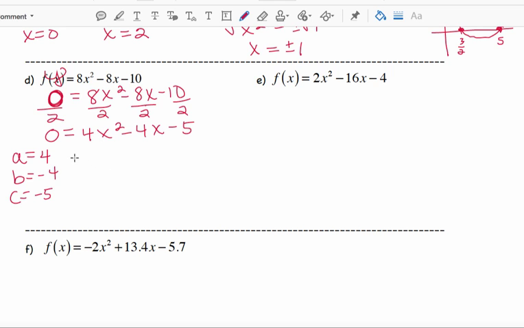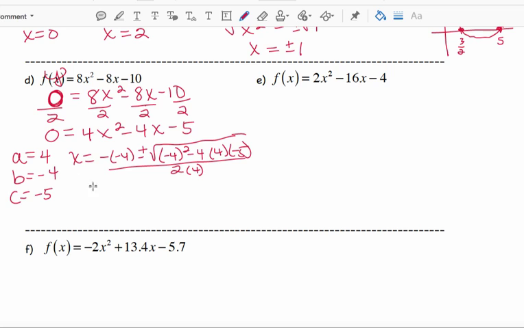All right, so let's go ahead and plug into the quadratic formula. x is equal to -b plus or minus the square root of b squared minus 4ac, all over 2a.